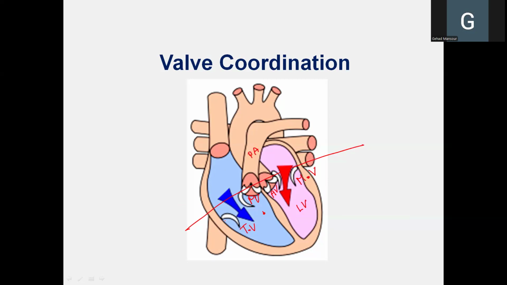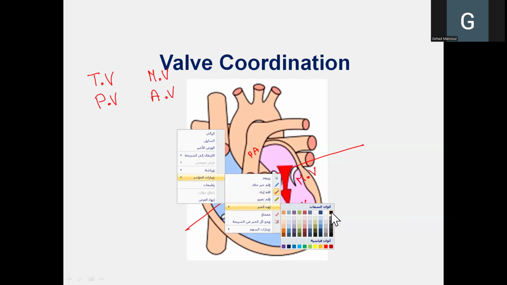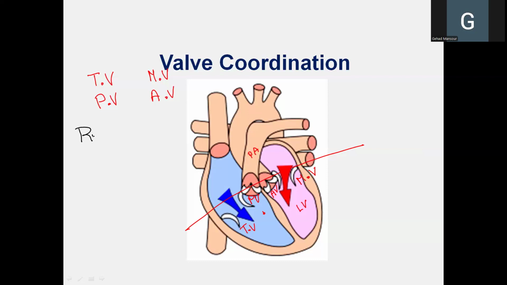So we have four valves inside the heart that regulate the flow of blood inside the heart. We have the tricuspid valve and the pulmonary valve on the right side. We have the mitral valve and the aortic valve on the left side. And these four valves have an important function, which is to regulate the flow of blood.